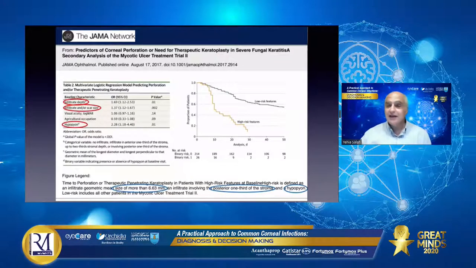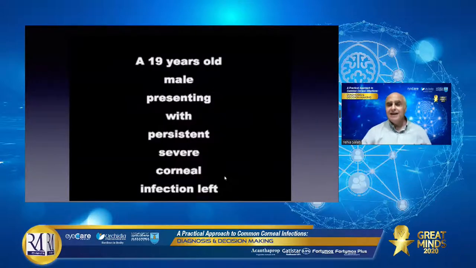Sometimes you can intervene earlier if your clinical judgment says so, but it looks at the infiltrate depth, the infiltrate and scar size, visual acuity, occupation of the patient, if it's related to fungal, agriculture, and the degree of hypopyon. They showed that a large ulcer size, an infiltrate going into the posterior third of the stroma, and hypopyon are high risk, and you should do penetrating keratoplasty, because this is mainly fungi, and fungi usually tend to penetrate and go deep. And we will see examples. I will go directly into the cases.